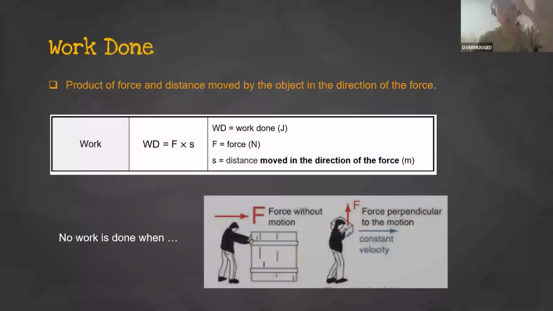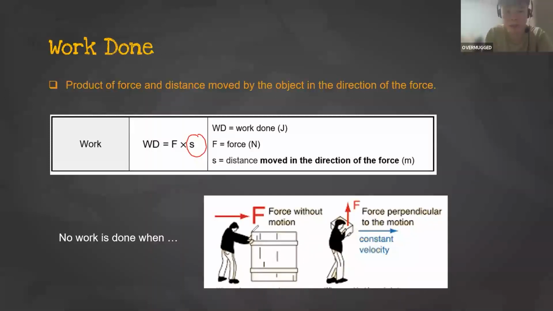So no work is done when the object did not move, when your distance is 0. The object remains at the same position. No work is also done when the force and the distance moved are perpendicular to each other. So let's say I'm carrying something. When I'm carrying something or lifting something up, I'm applying an upward force. But when I'm walking forward, can you see that these forces are perpendicular? In this case, no work is being done. That's why I particularly bolded this. The force and the distance have to be in the same direction.